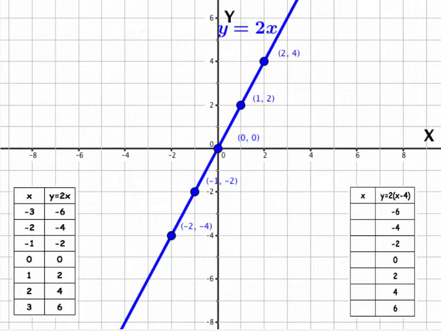Alright, so here's our graph of the equation y equals 2x. Of course, it's a line with a slope of 2 and a y-intercept right on the origin, the point (0, 0). And there are some ordered pairs on the graph and captured in a table of values on the left.